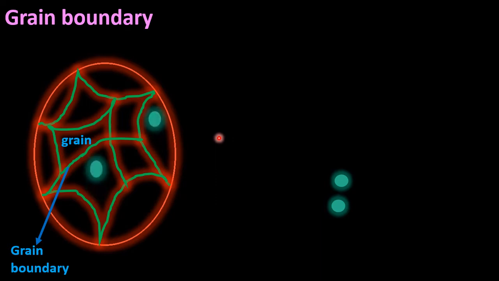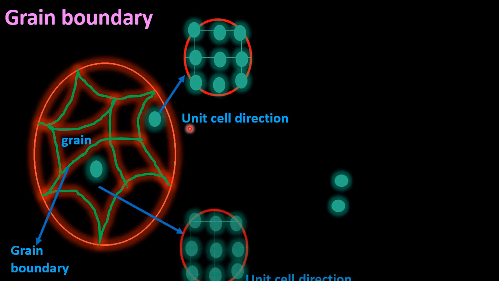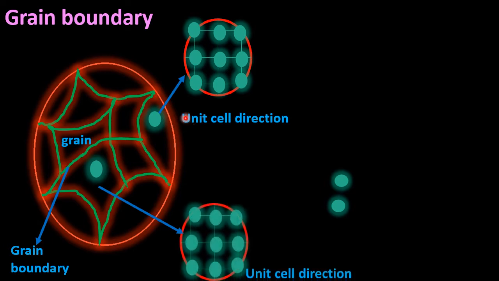This one grain has its own crystallographic orientation, and this one has its own crystallographic orientation. This is the unit cell direction of this grain, and this one is the unit cell direction of this grain. Both grains have their own crystallographic orientation.